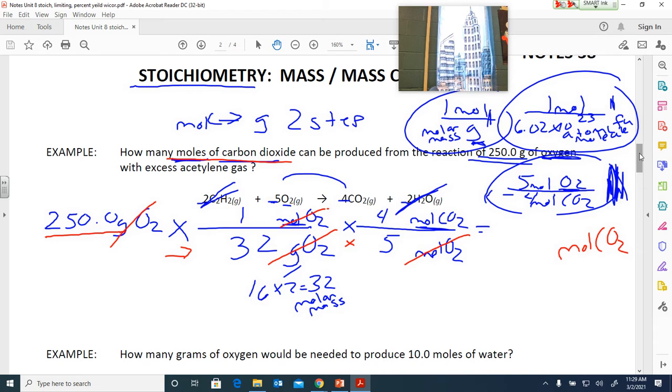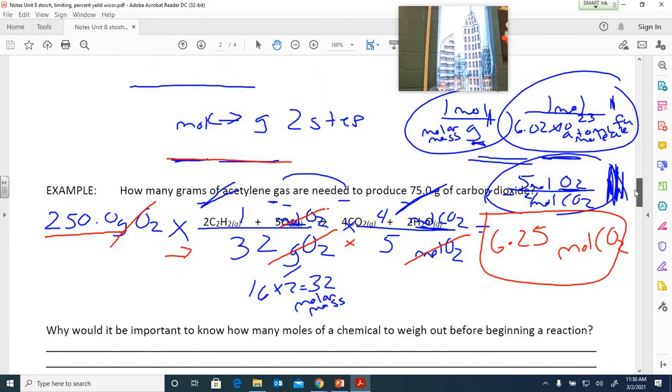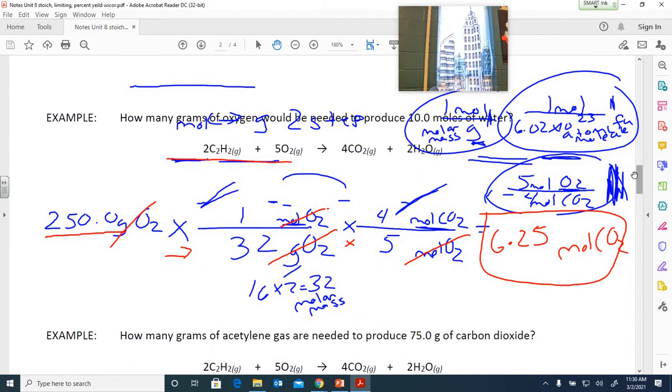We'll put it in the right spot. 6.25 moles of CO2. And there we go. That's your answer. 2-step problem. Done. Scroll down. Yeah, so we got one more 2-stepper, and then I think we have a 3-step problem.